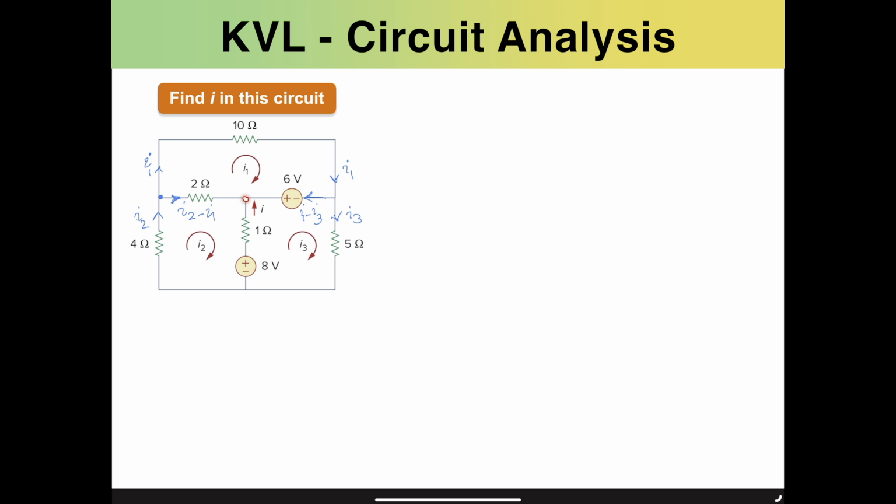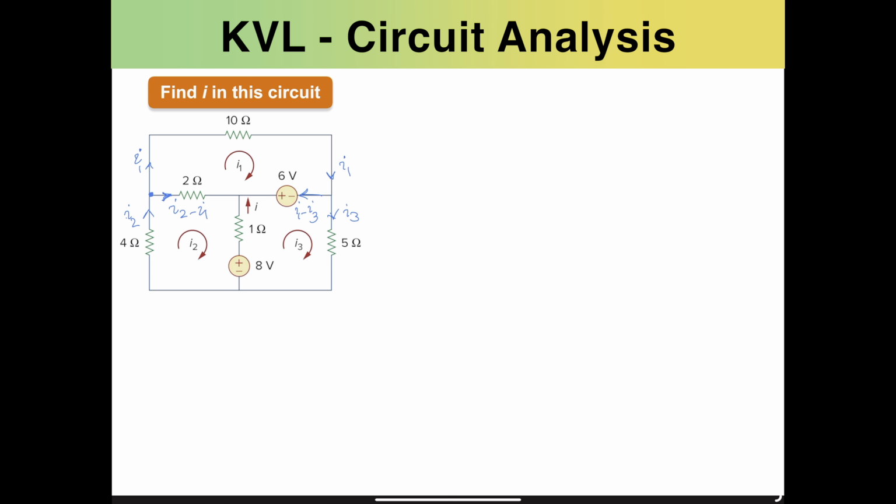For instance, at this node, two currents are coming from left and right, and their summation is going to flow downwards, ignoring the value of I. The current from left to right is I2 minus I1. The current from the right side is I1 minus I3. When you sum them up, you can easily see that the I1 terms cancel, and what is left is I2 minus I3 flowing downwards. So I would write I2 minus I3.